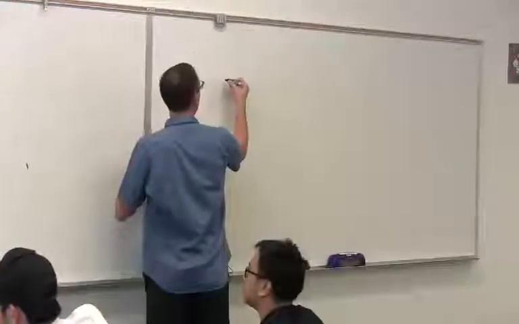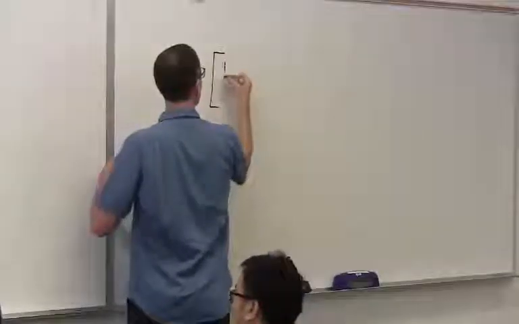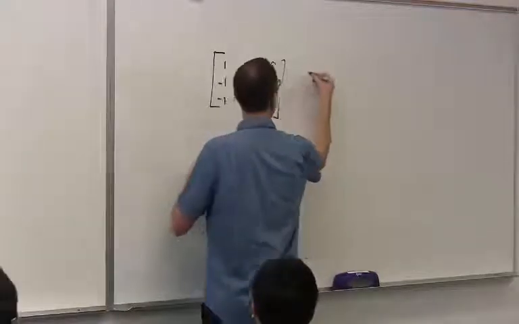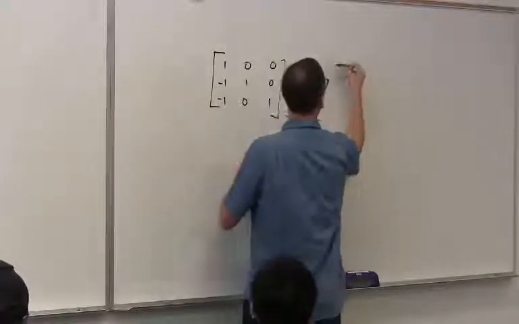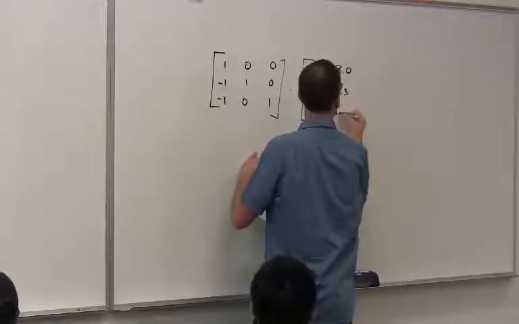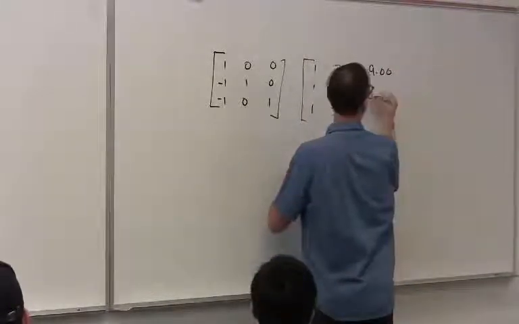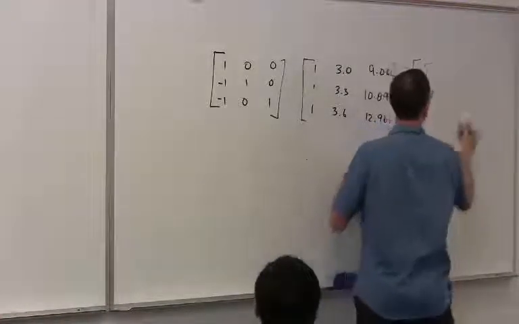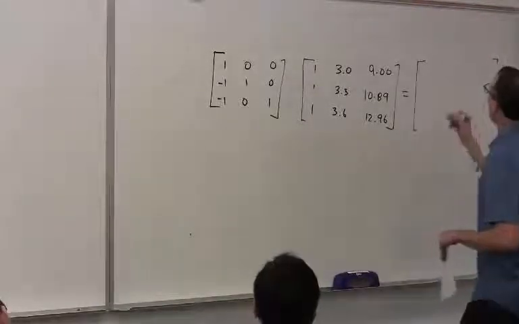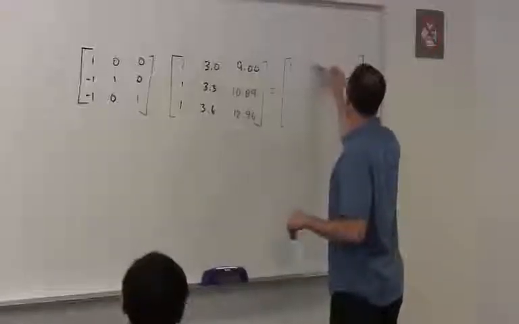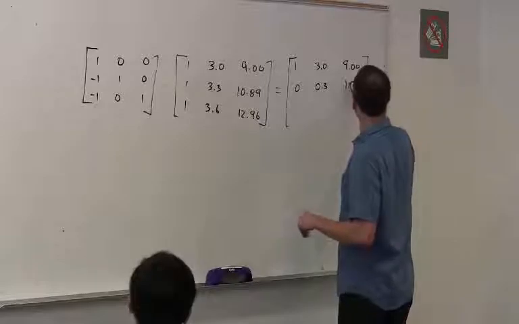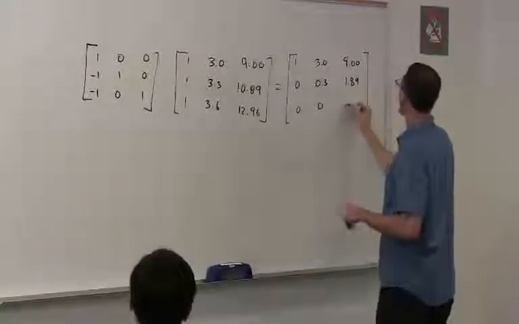Okay, so now we have this. So we have this concept that we could actually write this thing as -1, -1, 0, 1, 0, 0, 0, 1. The original matrix that we had was 1, 1, 1, 3.0, 3.3, 3.6, 9.00, 10.89, 12.96. The upper triangular matrix that we eventually ended up with was 1, 3, 1.89, 0, 0, and I think this was like that, right?